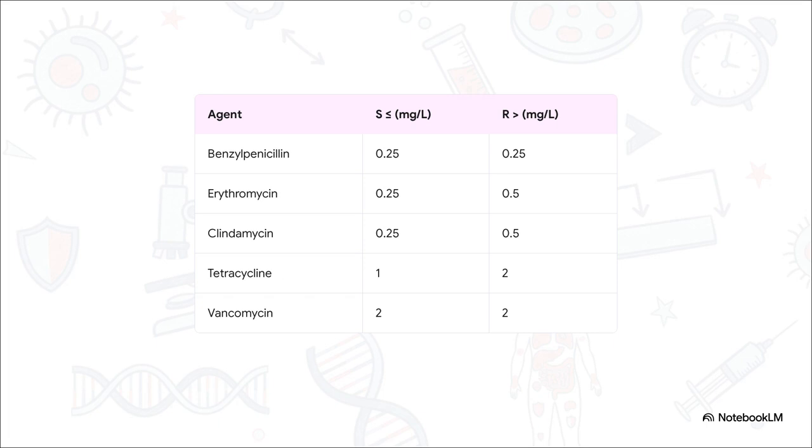The generic breakpoints for strep groups C and G. You can see that penicillin breakpoint is super low, which confirms what we already know. But look over at erythromycin and clindamycin. The breakpoints are also very low, and this is exactly why you have to do susceptibility testing. You just can't assume they'll work.